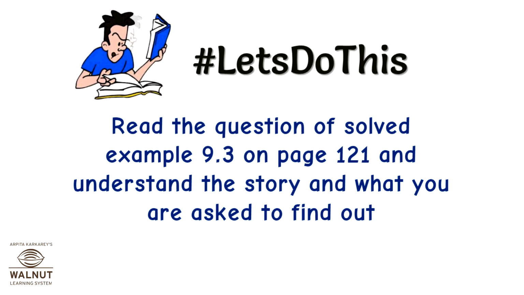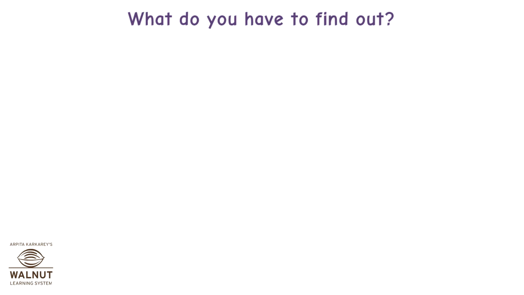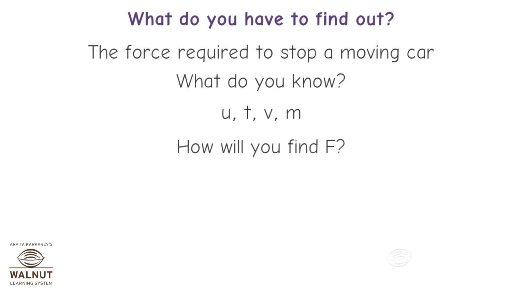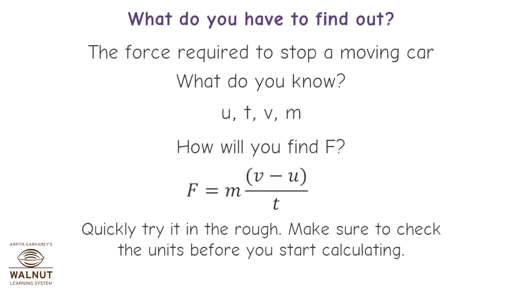Let's do this. Read the question of solved example 9.3 on page 121 and understand the story and what you are asked to find out. What do we have to find out? The force required to stop a moving car. What do you know? U, T, V and M. How will you find F? F is equal to m into V minus U upon T. Quickly try it in the rough. Make sure to check the units before you start calculating.